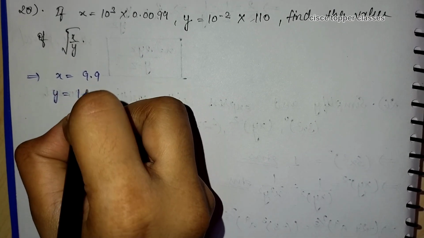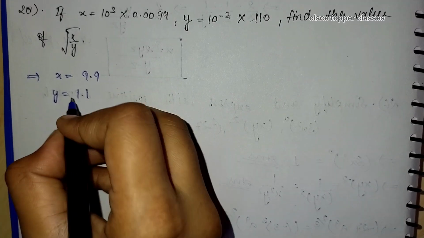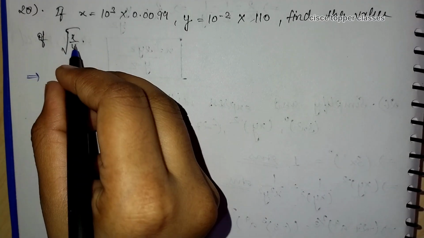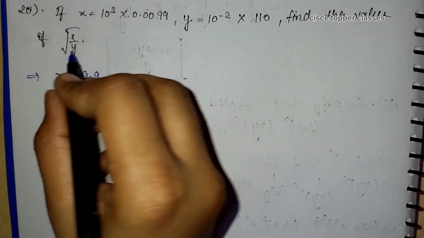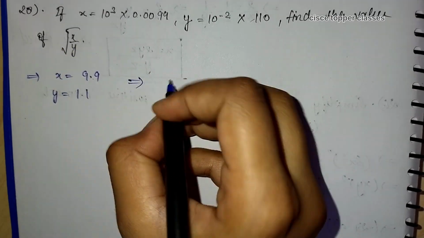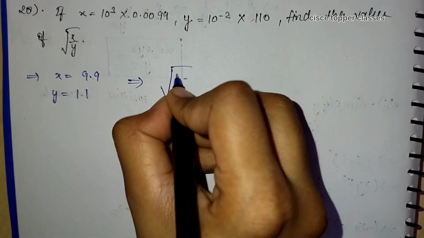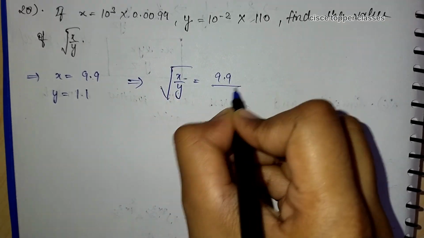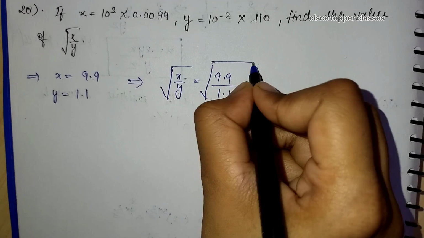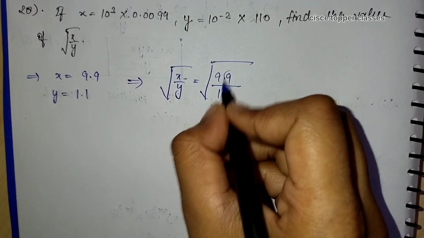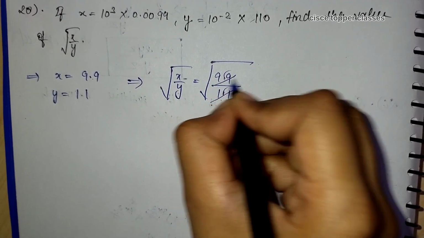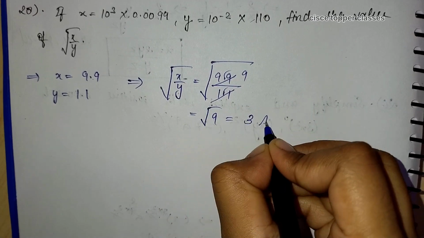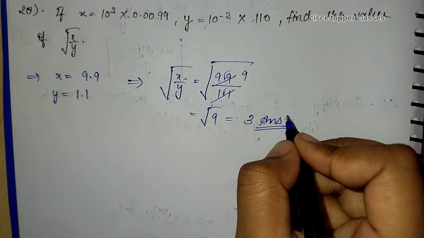10 minus 2 here is 1.1, so y will be 1.1 and x is equal to 9.9. We can simply put the value here in under root x by y. So on solving this part, x by y equals 9.9 divided by 1.1 in under root, the decimal will cancel out and here it is 9. So under root 9, from here we got the answer as 3. So this 3 is the final answer of the 28th question.